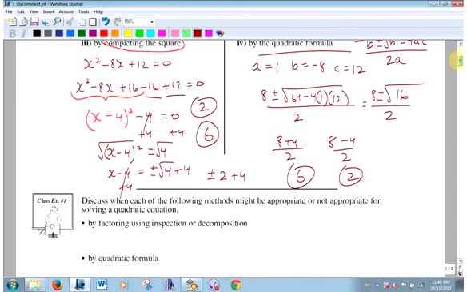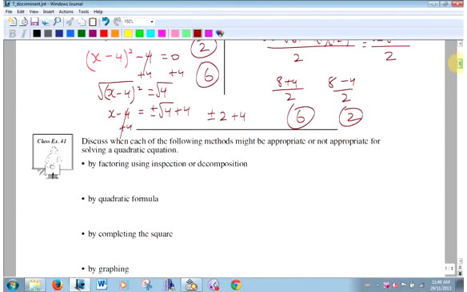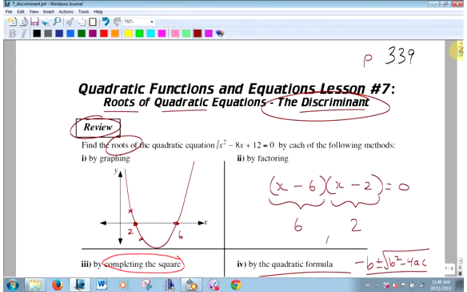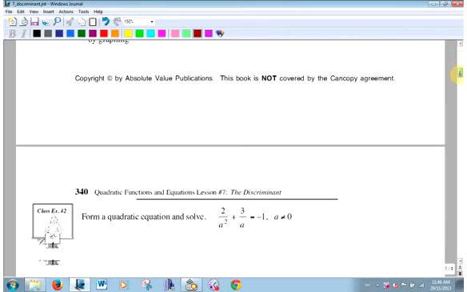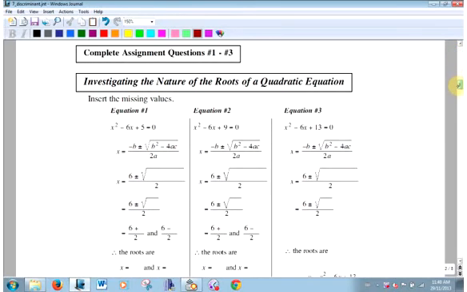All right. So all we're going to do today, though, is see what the heck this thing is. What's a discriminant? How does it help us? Okay, let's go to here.